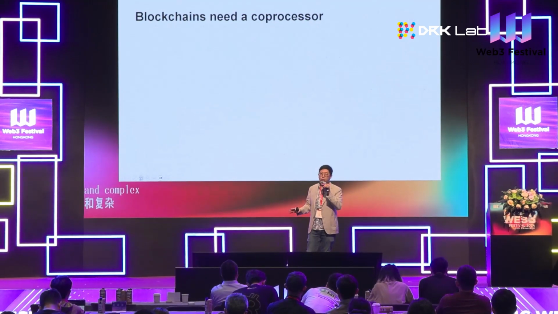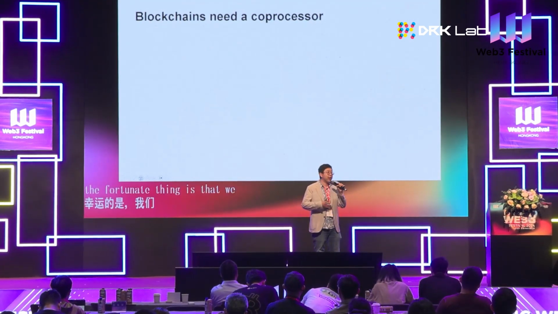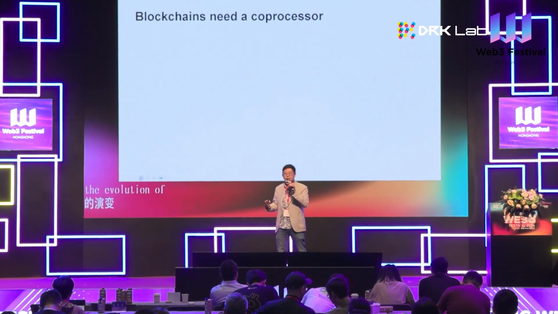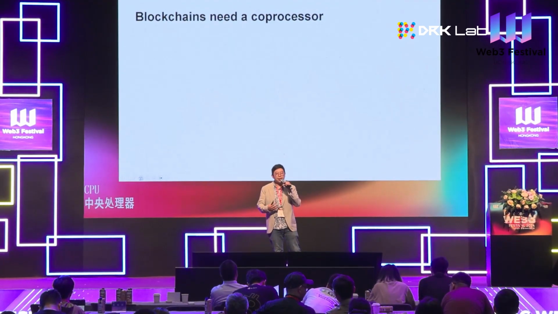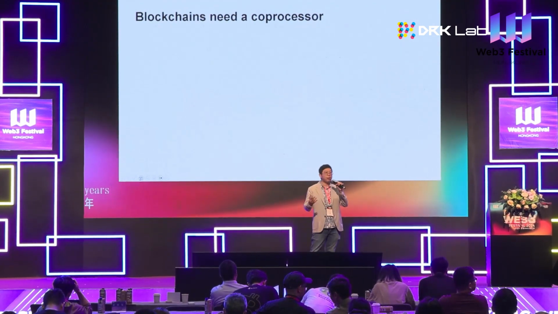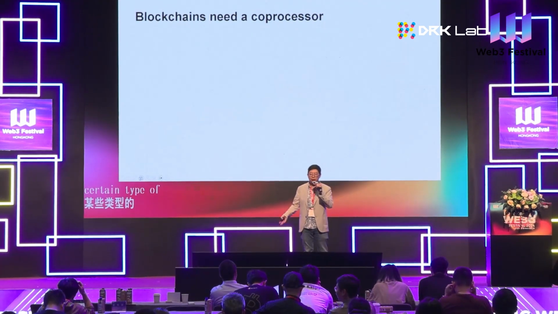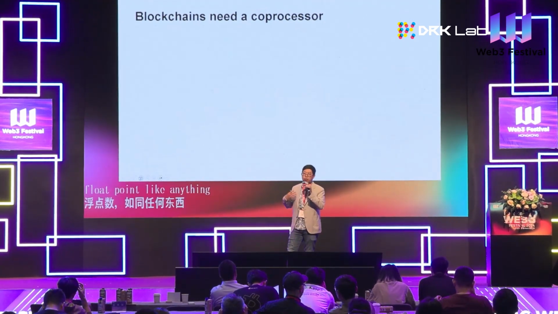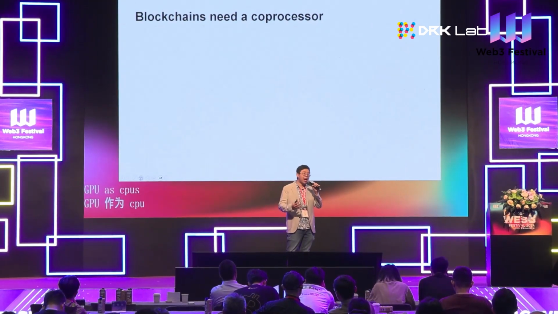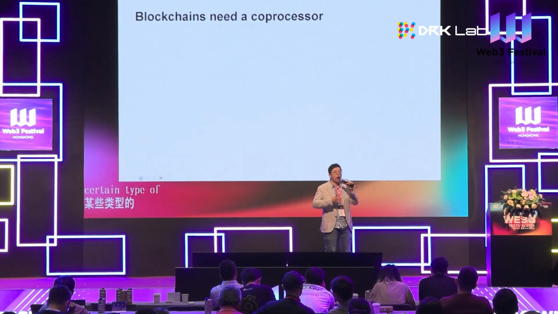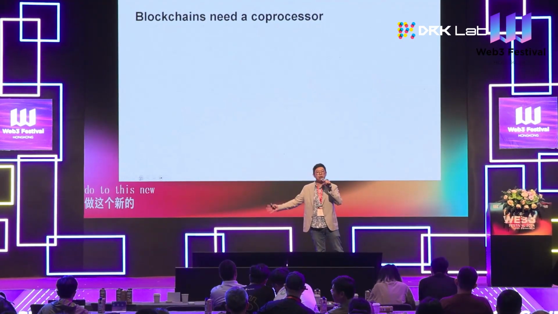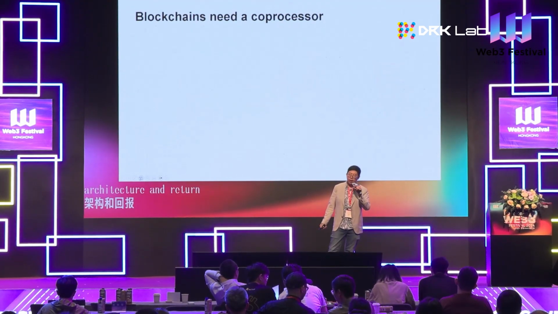The fortunate thing is that we had this kind of problem before in computer history. If you think about the evolution of the CPU, even though its processing capacity is doubling every couple of years, it was really bad at certain types of computation, like floating point, like anything related to graphics. This is why we introduced the GPU as the CPU's coprocessor, to offload certain types of computation that are hard for the CPU to this new type of architecture, and return the result when the computation is done.